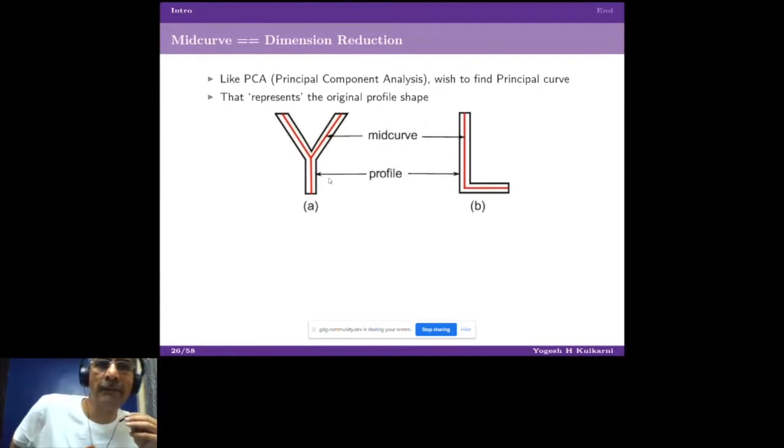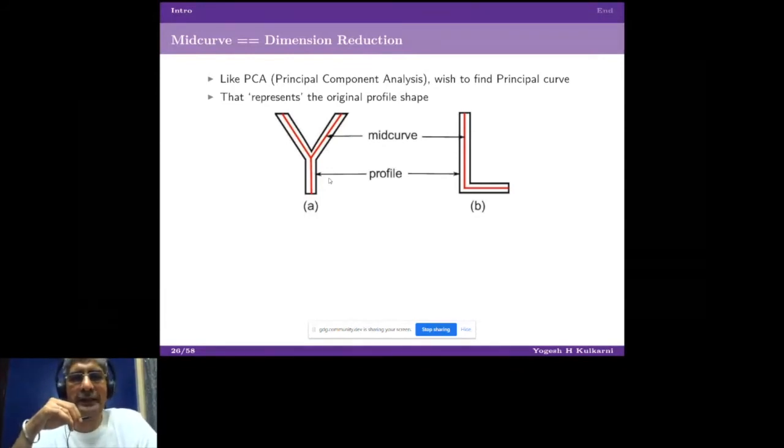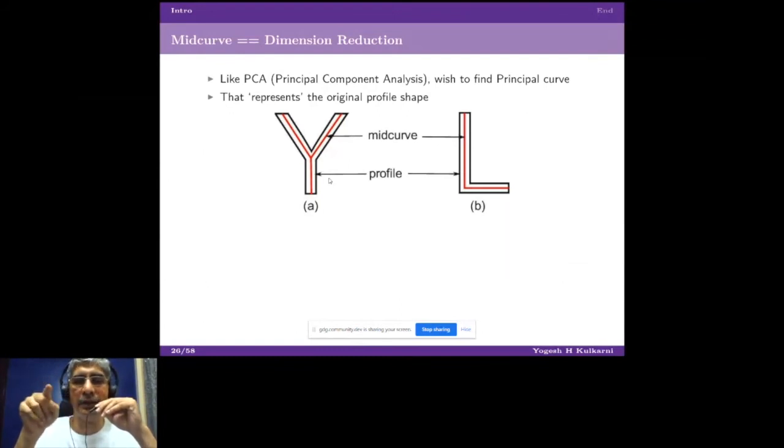It's almost like principal component analysis. Now we are slowly coming to the machine learning or deep learning domain. It's actually a principal curve, right? So it's like a dimension reduction. The main point here is the mid curve should look very similar to the input shape. It should be homomorphic. It should represent the original shape. So if your original shape is Y-like, the mid curve should be Y-like. It should not be L. So that is the basic idea.